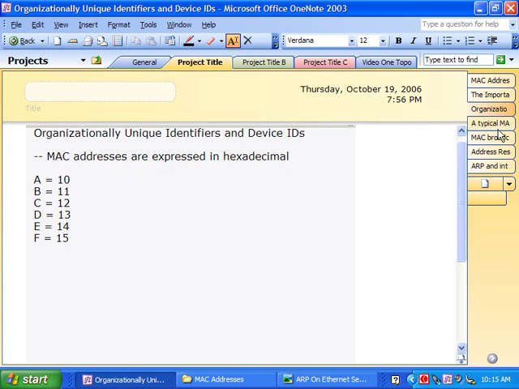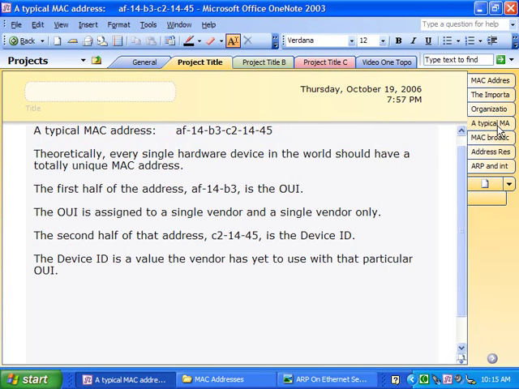Let's take a step ahead here, and we're looking at a typical MAC address of AF14B3C21445. You can look at that and say, okay, I know what the numbers mean, but what's with the lettering? Where's that coming from? Well, theoretically, as that screen mentions, every single hardware device in the world should have a totally unique MAC address. If you open a router or a printer these days, they've got NICs, network interface cards. All the interfaces on a router, the Ethernet interfaces, will have unique MAC addresses. So that's a lot of addresses if you look at all the devices around the world.